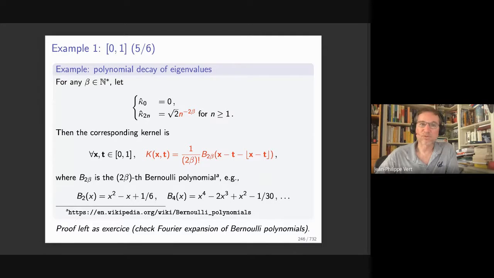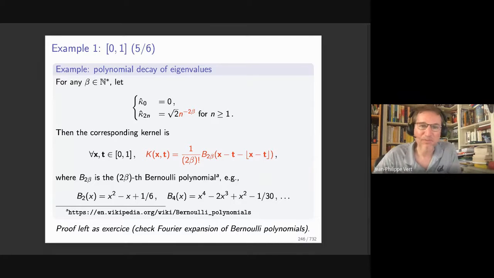So sorry, I didn't mention that here. We assume that beta is a strictly positive integer. So 1 divided by (2 beta) factorial times the Bernoulli polynomial of degree 2 beta of x minus t minus the integer part of x minus t. Right? And the Bernoulli polynomial, I will not give all the details.